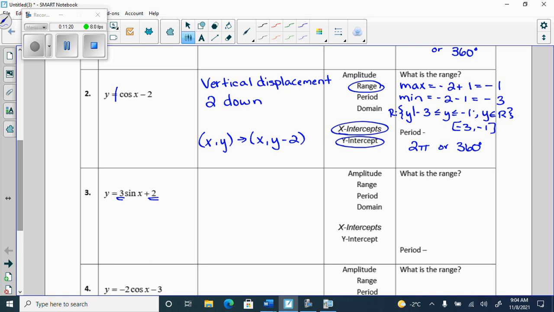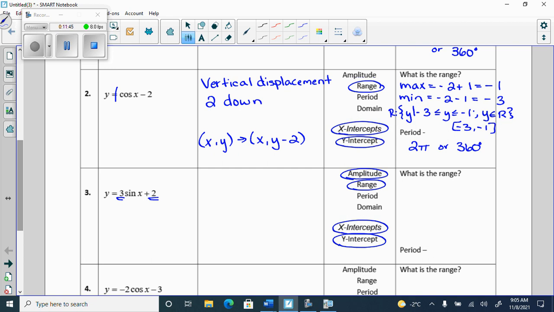Good visualizing. Okay, so will that affect my amplitude? Yeah. Will that affect my range? Yeah. Will it affect my period? No, because there's no b. What about the domain? No. What about the x-intercepts? Yeah, because it shoves them up, correct? What about the y-intercept? Yeah. What's the only thing that won't affect my y-intercept?